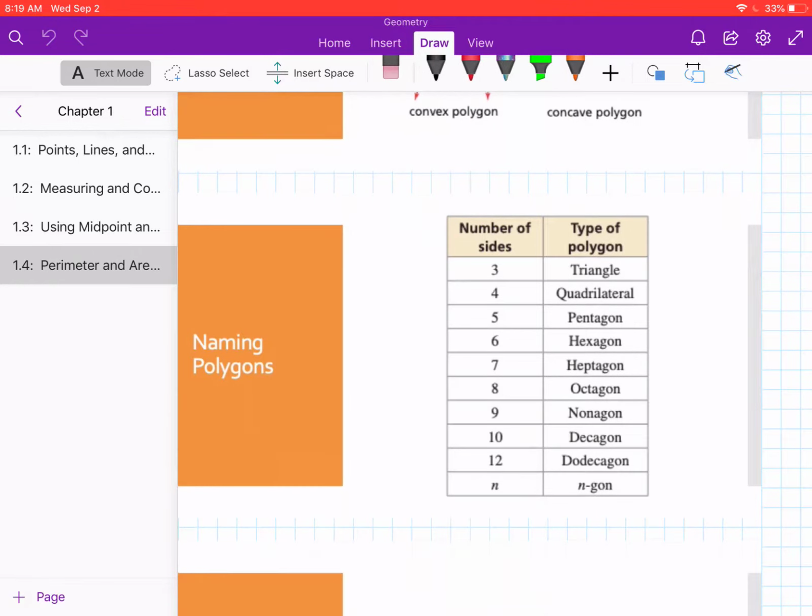Naming polygons, you guys should know some of these. If it has 3 sides, it's a triangle, 4 is a quadrilateral, 5 is a pentagon, and so on and so forth. Once you get past 12 sides, you just call it by the number, so if you have 13 sides, you're going to call it a 13-gon. If you have 20, you're going to call it a 20-gon. Hopefully we're not going to get that high, so most of the time we're going to be working up through maybe nonagons.